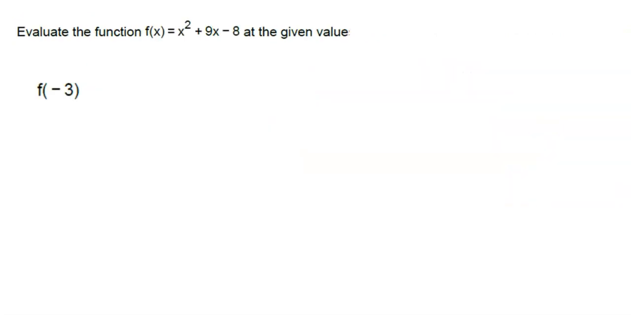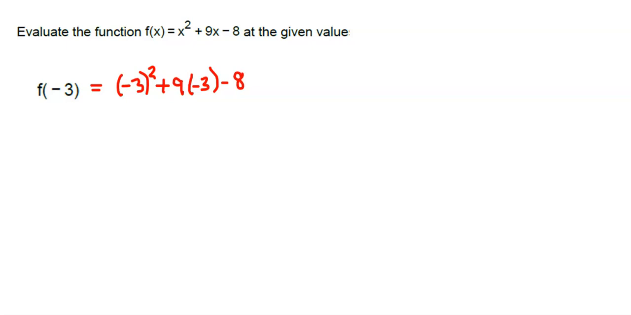For the next problem, we're asked to evaluate this function at the value of negative 3. In other words, we'll take negative 3 and substitute it in the function for all the x's that we see in the function. We have to be a little careful if we are substituting a negative value, because we know that there are certain considerations when we simplify expressions that have negative values in them.